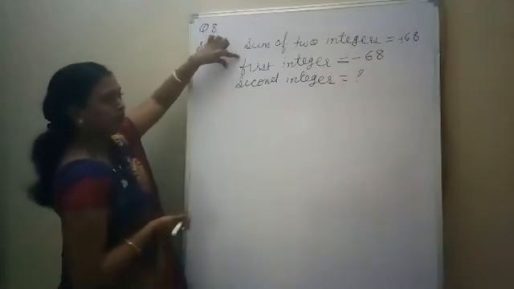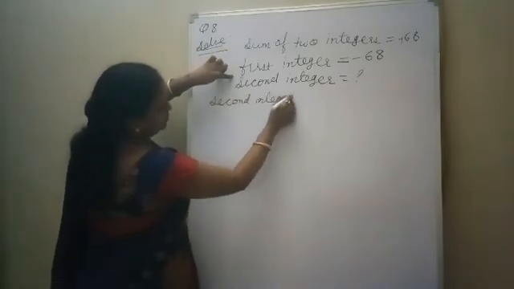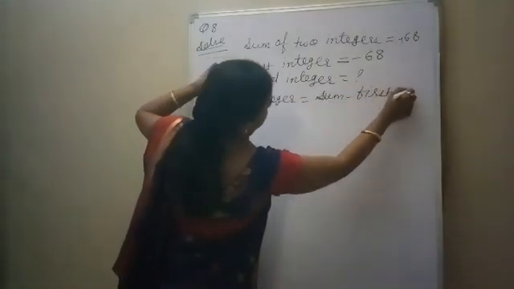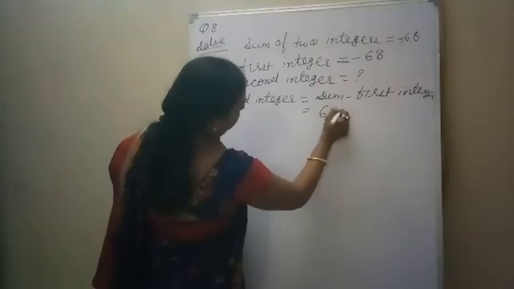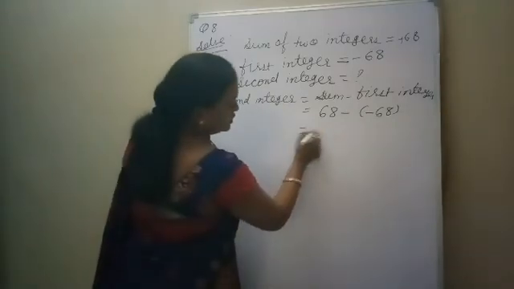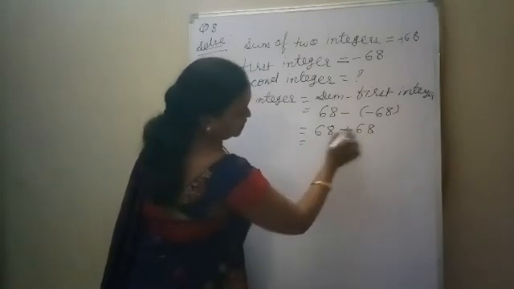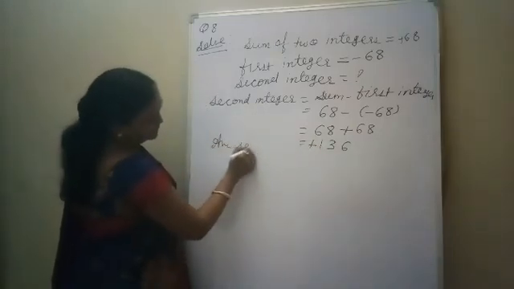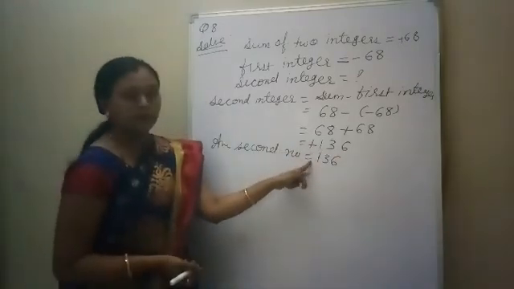We know very well that when the sum is given, the second integer is sum minus first integer. So our sum is 68 minus of minus 68. So this is plus, our answer is the addition, 68 and 68, which is 136. So the second number is 136 with the positive sign.